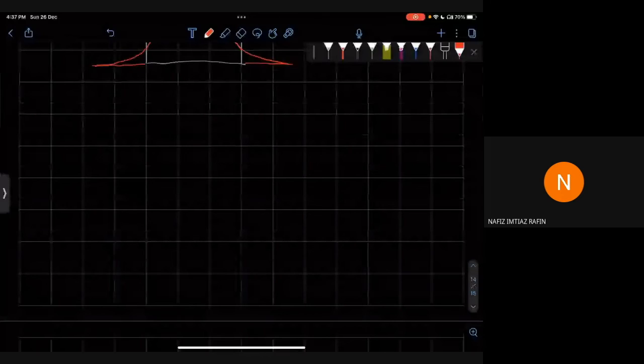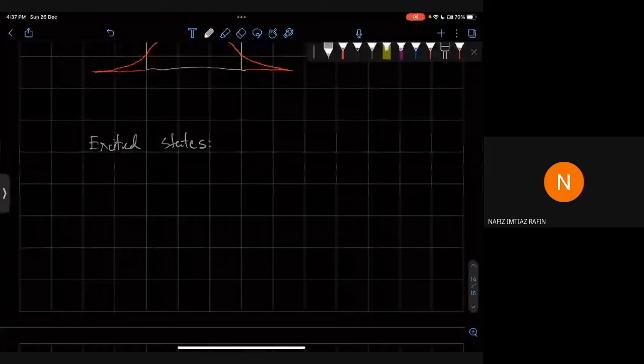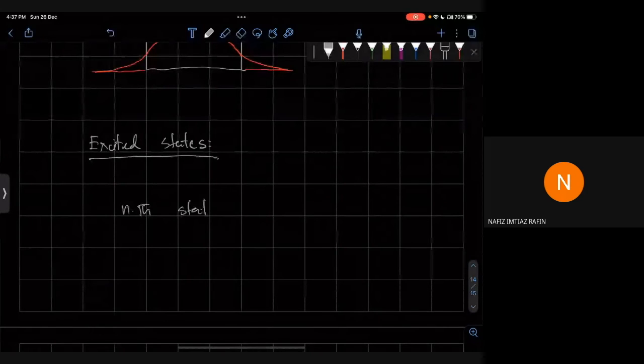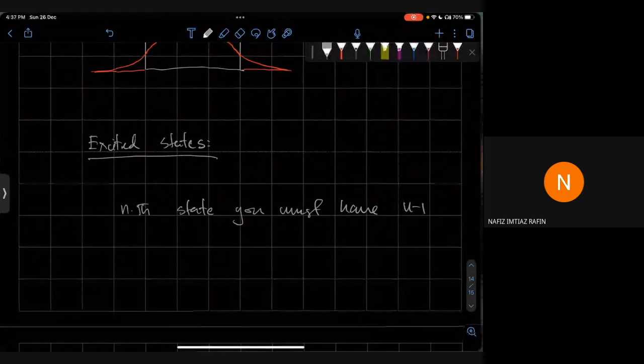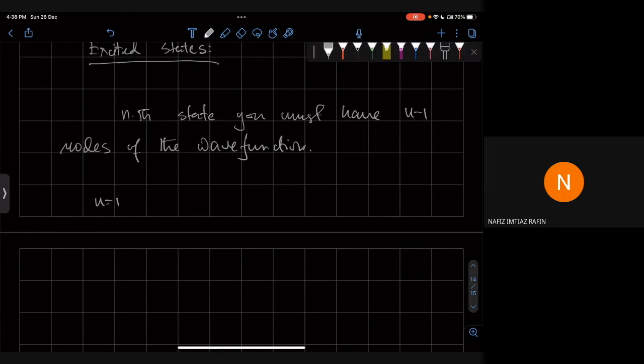How do you find the excited states? It's very similar, except you have to take into account that for the nth state, you must have, say, n minus 1 nodes of the wave function. So for example, if I were to do the n equals 1, I could try several different things.